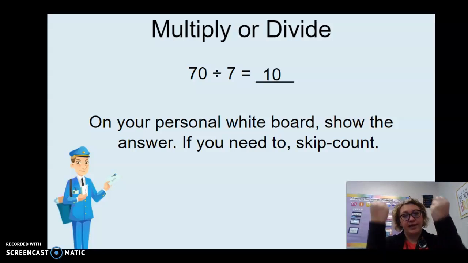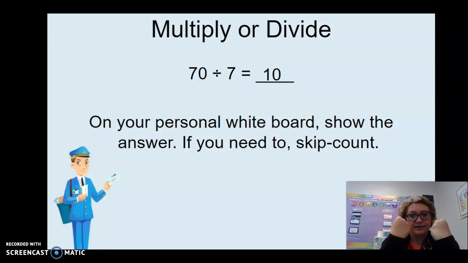All right, let's skip count by 7s to get to 70. Okay, here we go. 7, 14, 21, 28, 35, 42, 49, 56, 63, 70. So 7 times 10 equals 70. 70 divided by 7 equals 10. That's how multiplication and division work together.